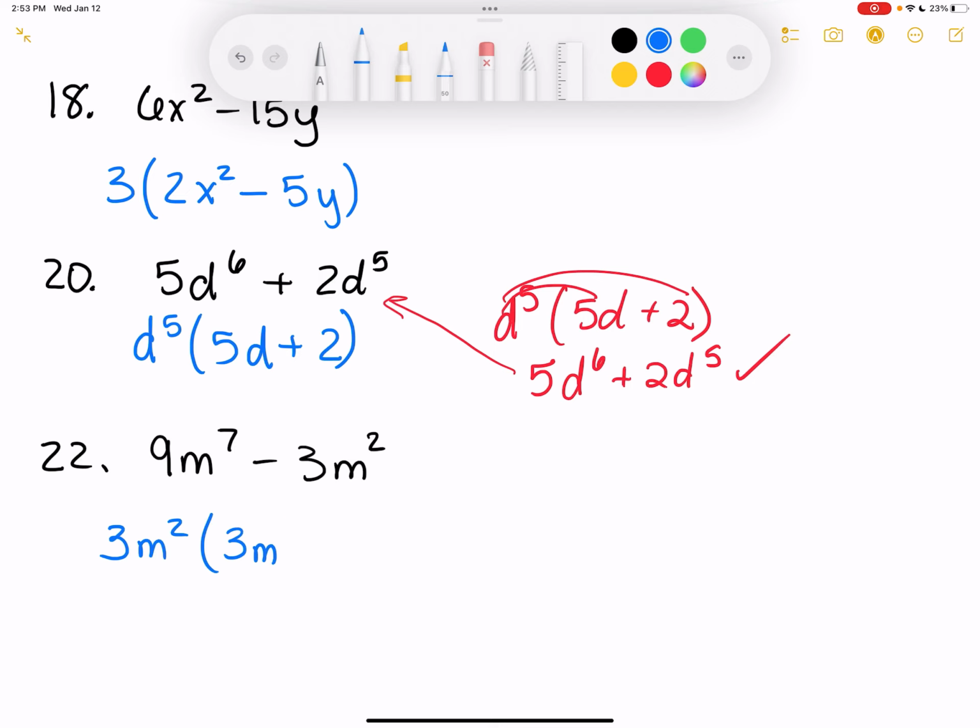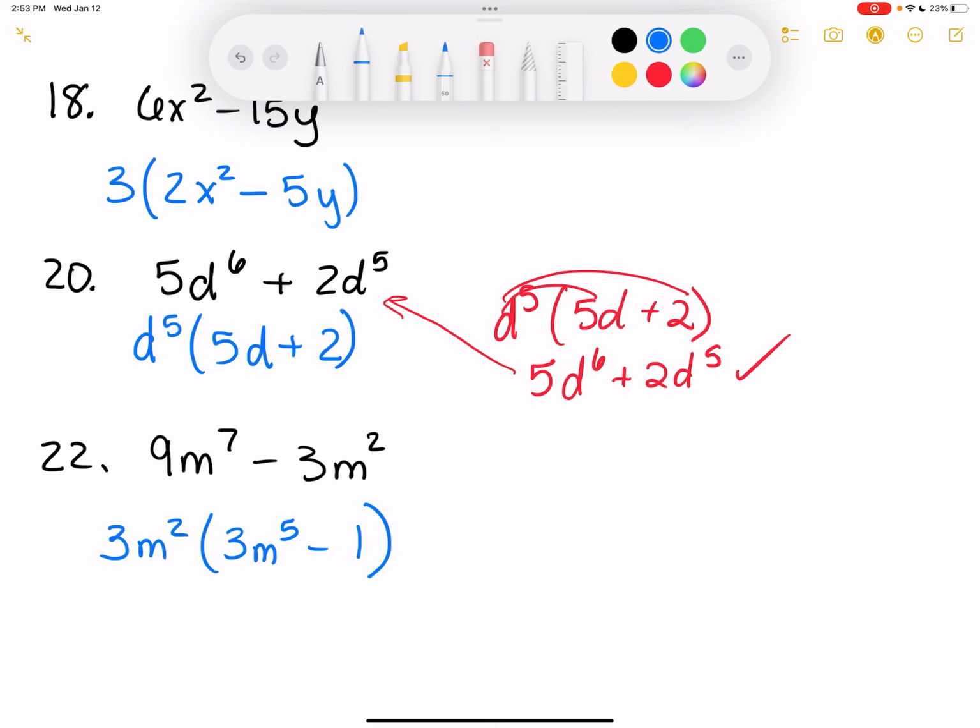I'm left with m to the 5th. And then I took away this entire piece, but that doesn't mean it's gone, okay? I took away that piece by dividing it out, meaning I'm left with a 1. So don't just say, oh, it's not there anymore or it's 0. If you pull it out like that, then it's got to be a 1.